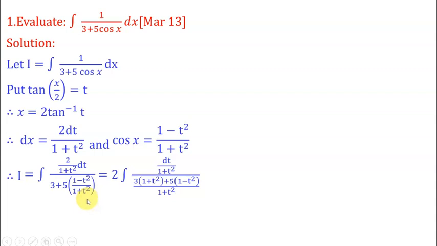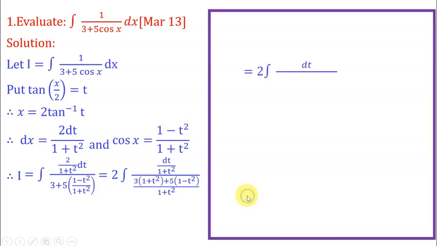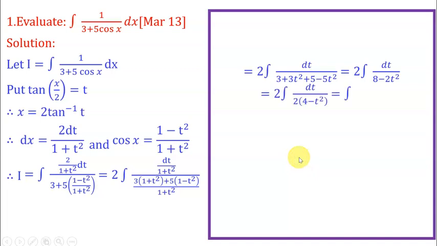Now after simplification, you will get 1 plus t square into 3, this whole divided by 1 plus t square. The denominator 1 plus t square and 1 plus t square get cancelled, and you will get 2 times the integral of dt upon 3 plus 3t square plus 5 minus 5t square. After simplification, you will get 2 times the integral of dt upon 8 minus 2t square. Now take 2 as common, so 2 upon 2 gets cancelled. Then you will get the integral of dt upon 2 squared minus t square.